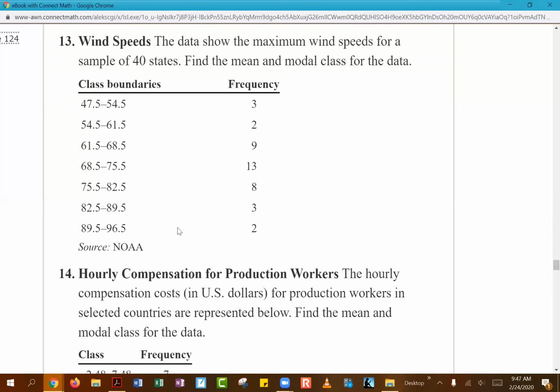And can you tell me what our other values were for this data set? What had our mean come out to be for this guy? 72 was mid-range. The lowest class was 68.5 to 75. Yeah, because that was the one with the 13 frequency.